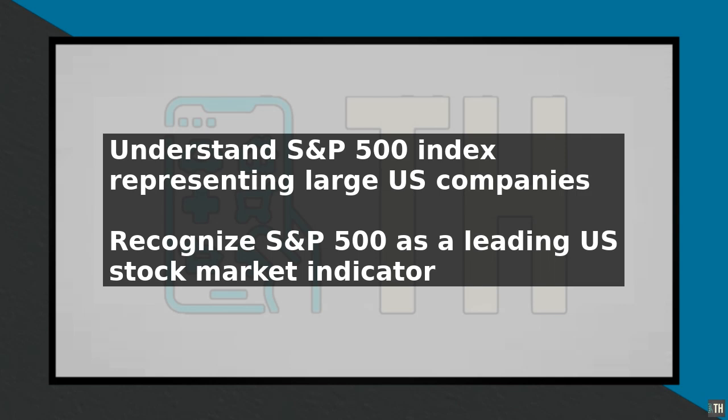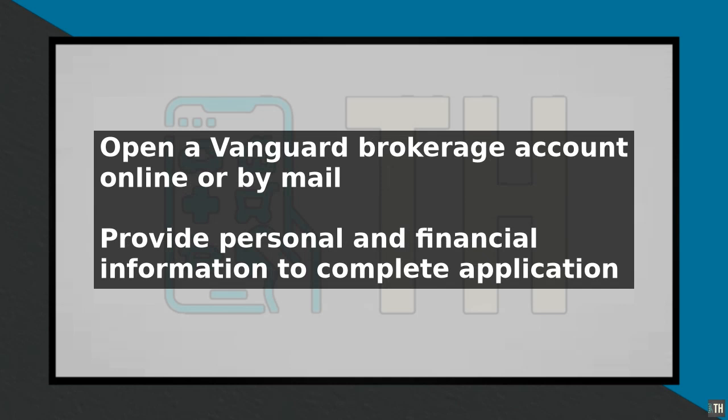To set up a Vanguard S&P 500 index fund, you will need to open a brokerage account with Vanguard. Vanguard is a well-established and reputable investment company that offers a range of low-cost index funds, including the Vanguard 500 Index Fund. You can open a brokerage account online or by mail, and you will need to provide some personal and financial information to complete the application process.